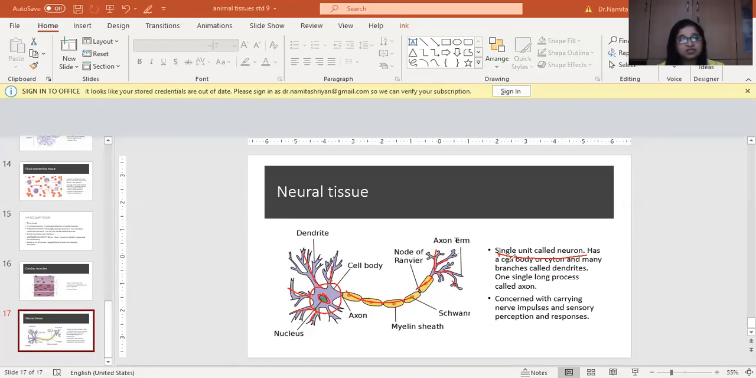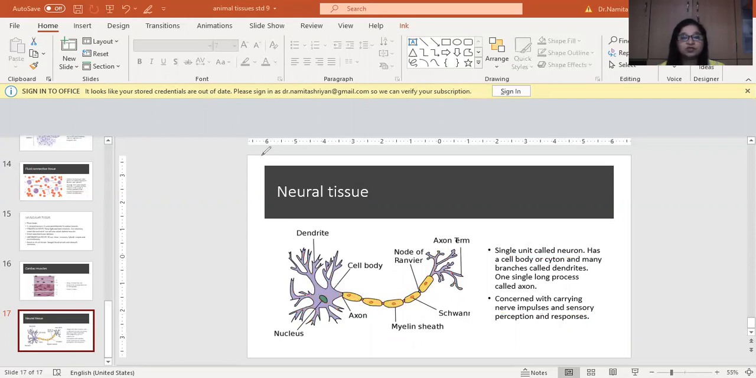So it has a cell body or cyton, many branches called dendrites, and one single long process called the axon. The main function of the neural tissue is that it is concerned with carrying our nerve impulses, so it is related with our nervous system and even sensory perception and responses. If somebody gets a pointed instrument and touches my skin, that impulse, that pain that is felt, and the perception of touch, pain, pressure, hot, cold, is because of the impulses carried by this nervous tissue.